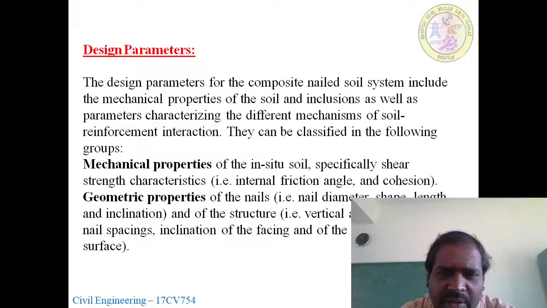So it depends on the conditions and purpose of the reinforced structure where the nail will be used. Then shape: for soft soil it will be a different shape. For hardened soil, for rock, a different shape will be used. And length will be decided as per the design condition, as well as the inclination. It will depend on the design.